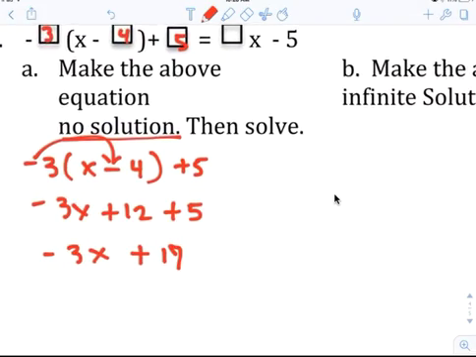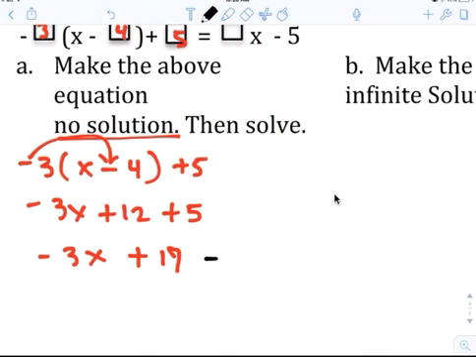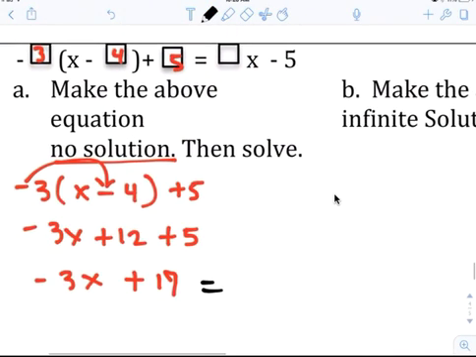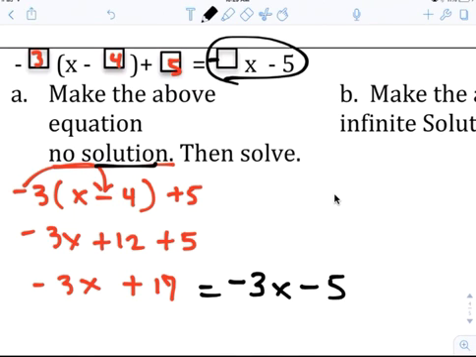And you get that. And how do we make it no solution here? Yeah, that would make no solution. You need to put 3x minus 5. So the missing number here is negative 3. Okay, so the missing number is negative 3x minus 5.